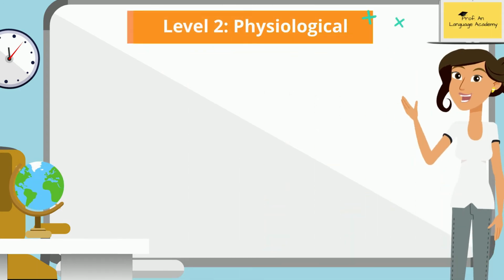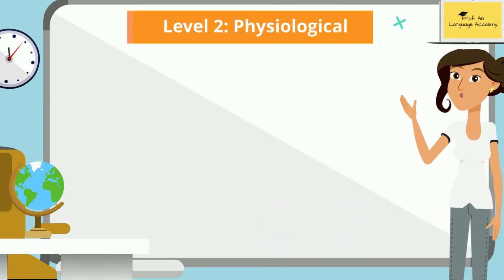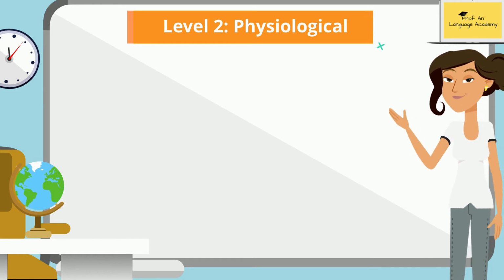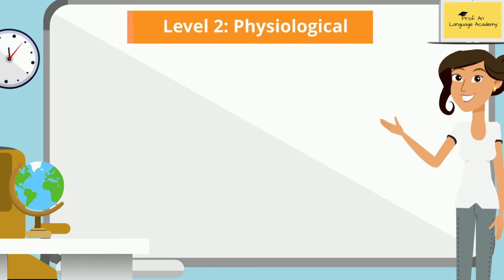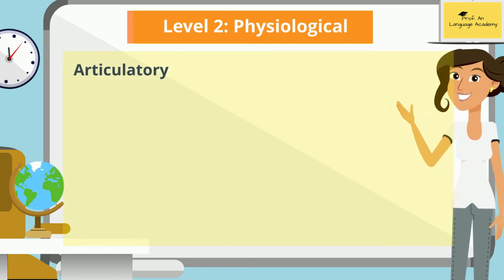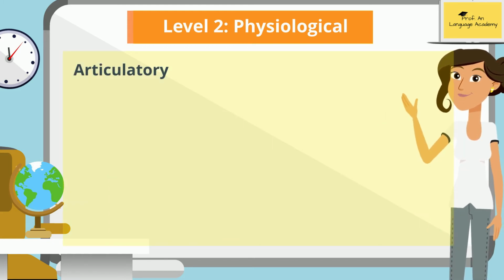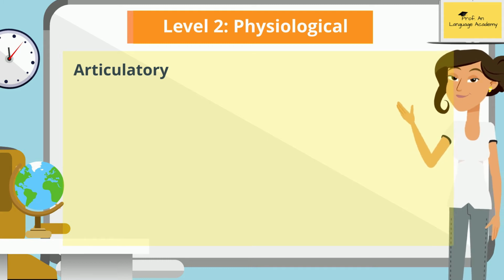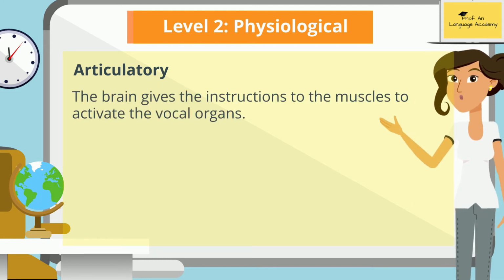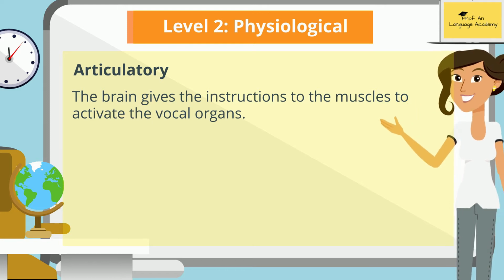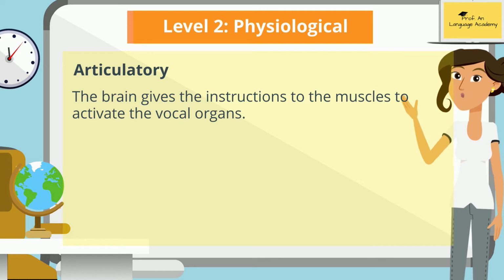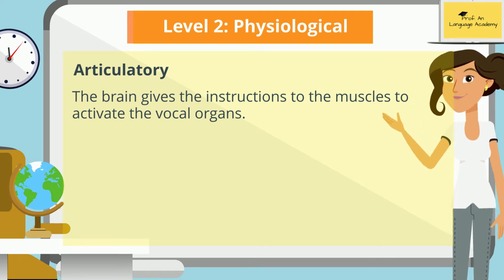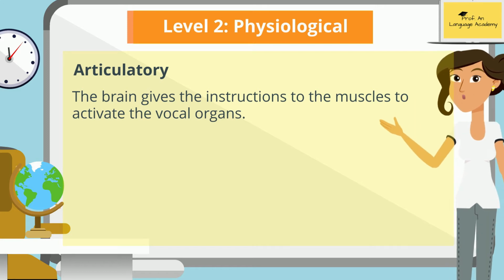The second level is physiological level. This stage involves neural and muscular activities. Much of these activities are subconscious. It involves the formation of speech sounds. The brain gives the instructions to the muscles to activate the vocal organs. A speaker's thoughts are converted into linguistic representations. These are organized into vocal tract movements.